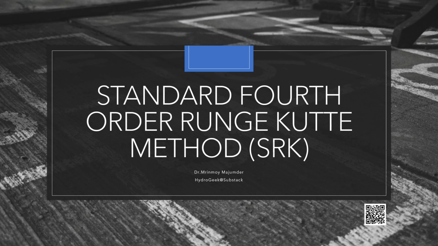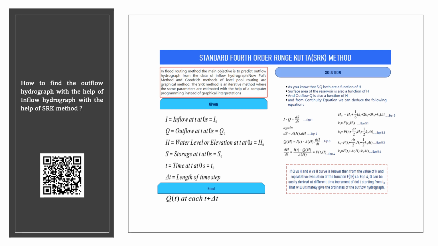We are now discussing one of the methods of hydrologic routing, and that is known as standard fourth order Runge-Kutta method, or in short SRK. And this is the first computational method used for determination of the important parameters which are necessary for predicting the outflow hydrograph. So how to find the outflow hydrograph with the help of inflow hydrograph and with the help of SRK method?